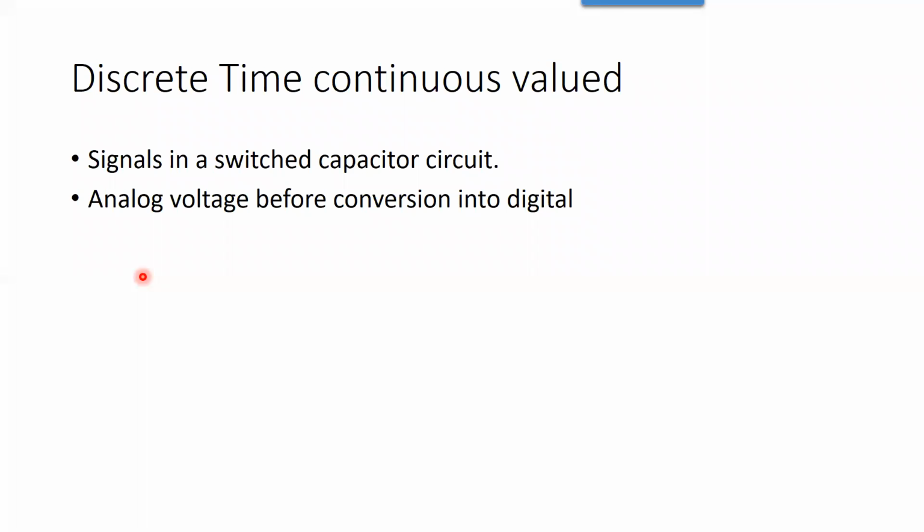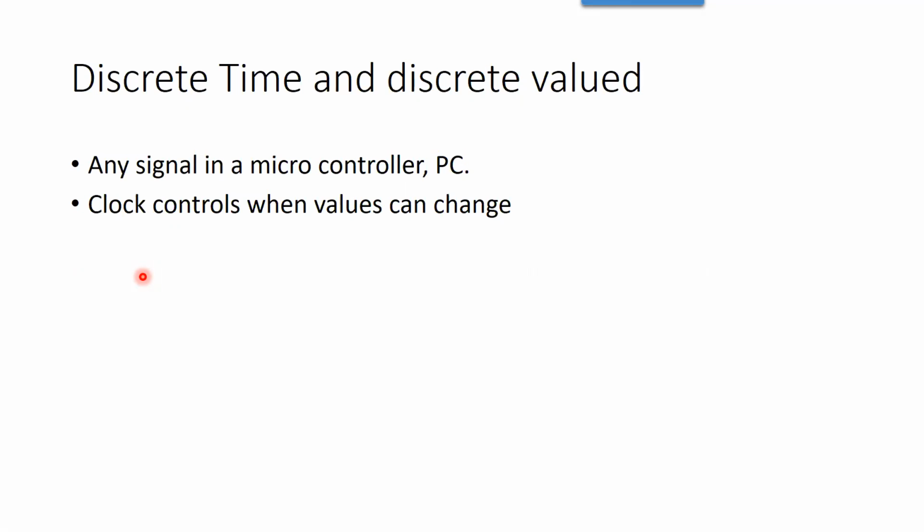In this case, we have discrete time and continuous valued. And there's these circuits called switch capacitors. I think it's probably a bit much to talk about that today, so I'm actually just going to let that part go, all right?